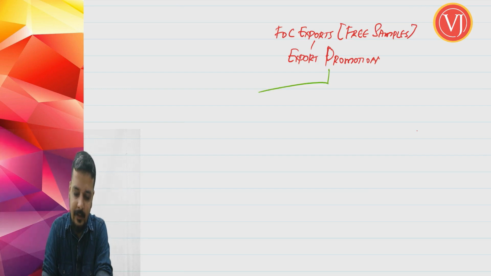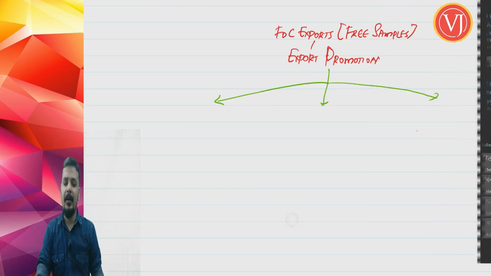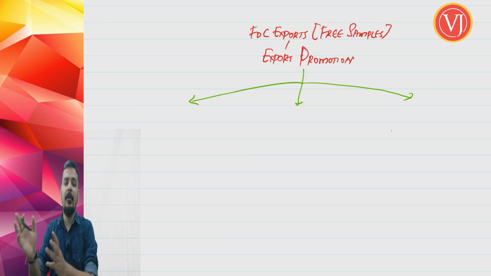Now friends, the important point that you have to understand here is that it is bifurcated into 3 categories: how much you can give. This benefit is only for star houses. Other than star houses, they don't have the benefit of sending free samples, which will also be counted for benefits of your foreign trade policy.